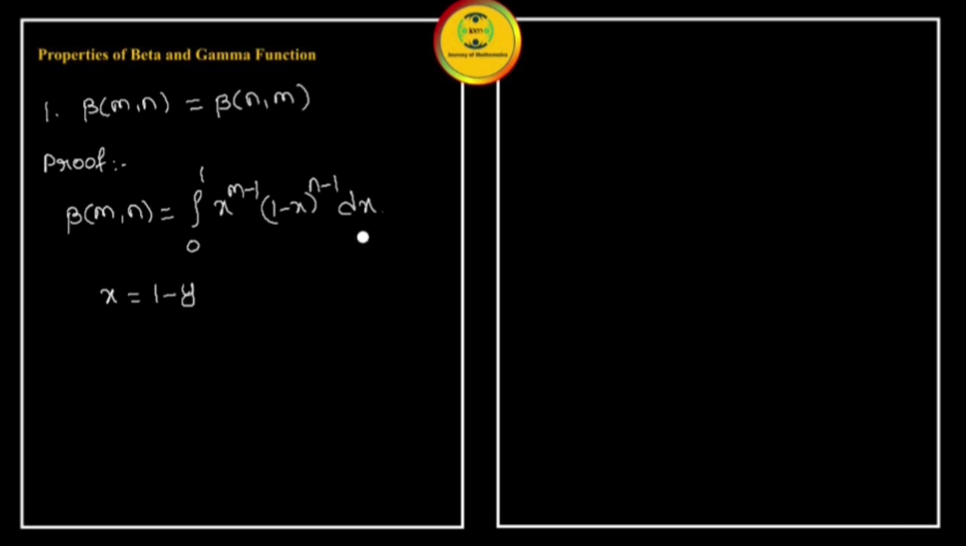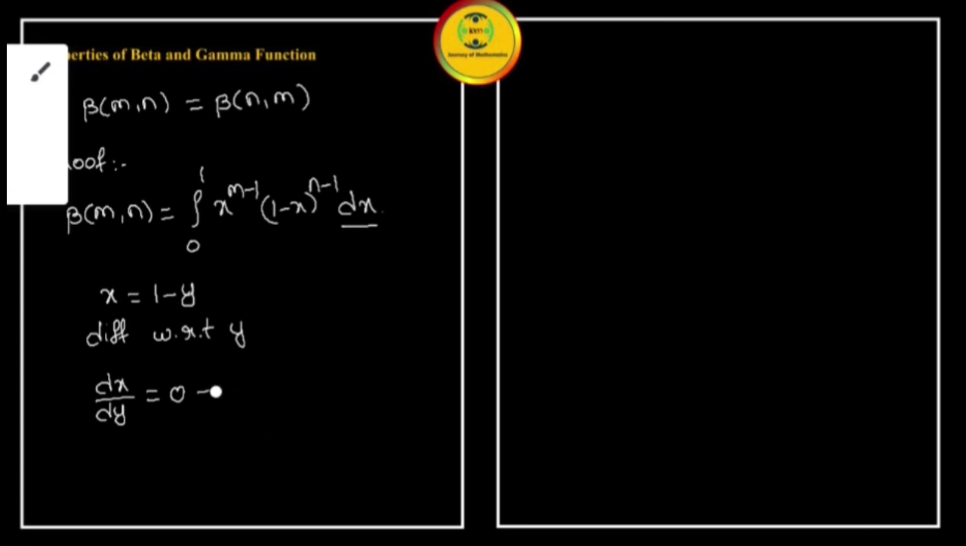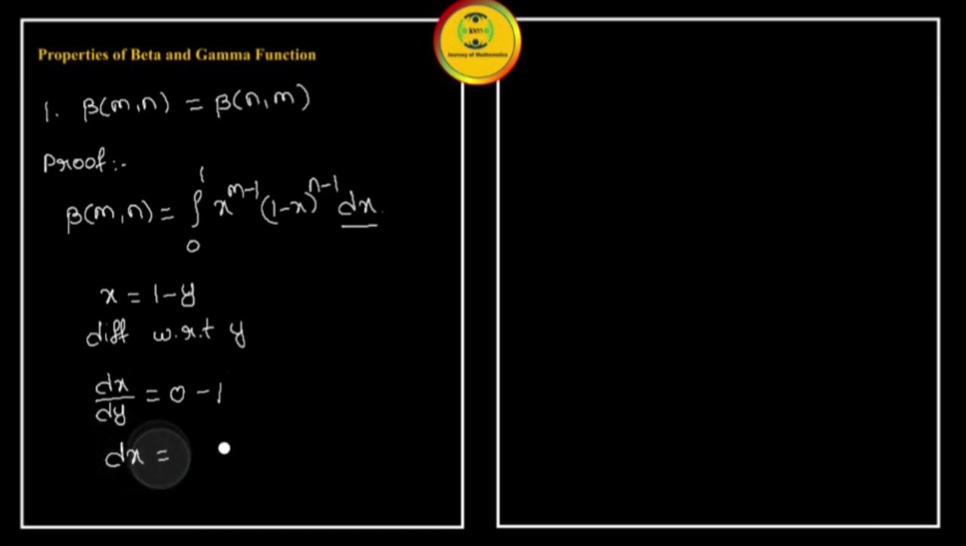So first of all I have to replace the dx value. So differentiate this with respect to y. That means dx by dy must be equal to the differentiation of 1, which is 0, minus the differentiation of y, which is 1. So dx must be equal to minus dy. So I can replace dx as minus dy.